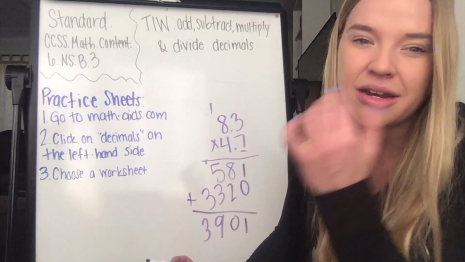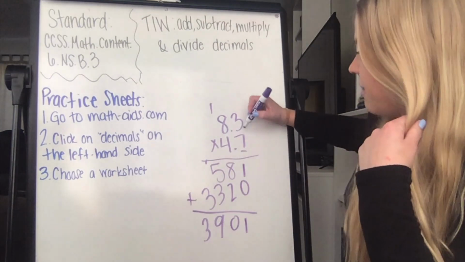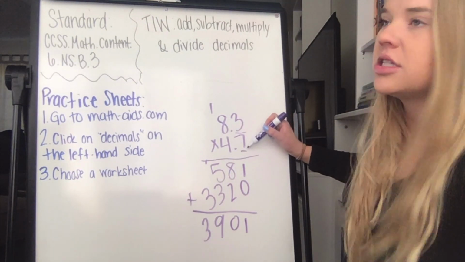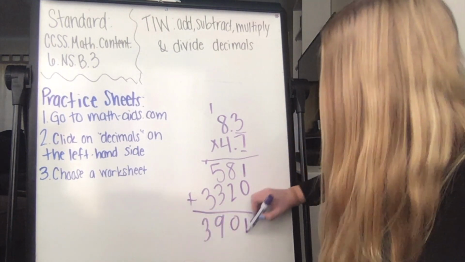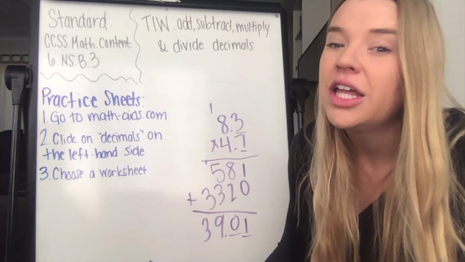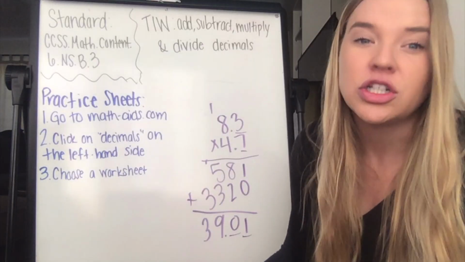Because I still haven't added my decimal. So I have to look up here and see how many numbers are to the right of a decimal. I have 2. I have 1 in my first number and the other in my second number. So there needs to be 2 numbers to the right of my decimal in my answer as well. So my answer should be 39 1/100th.